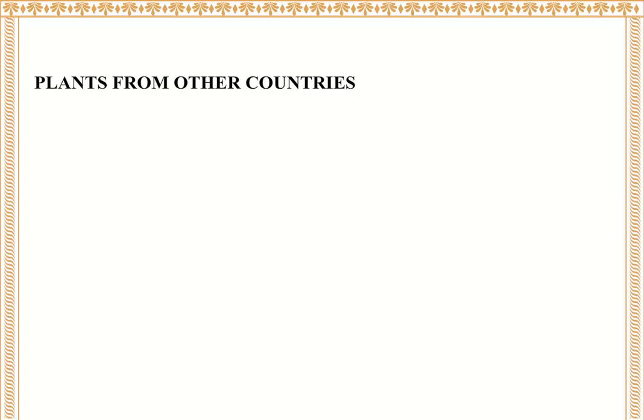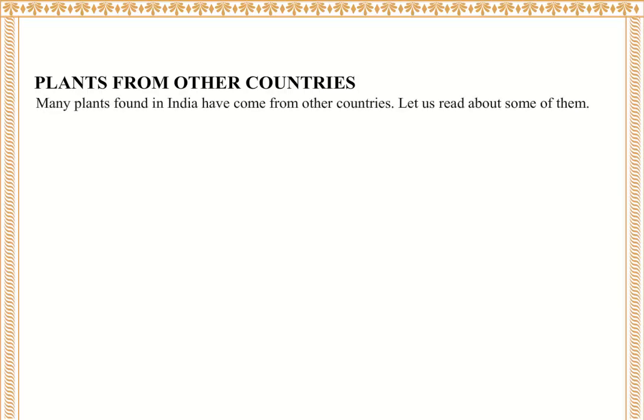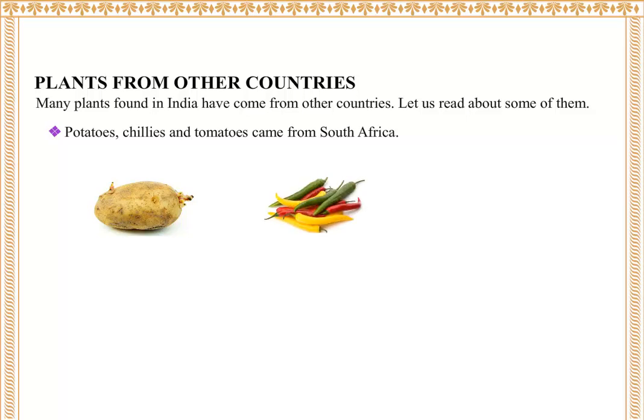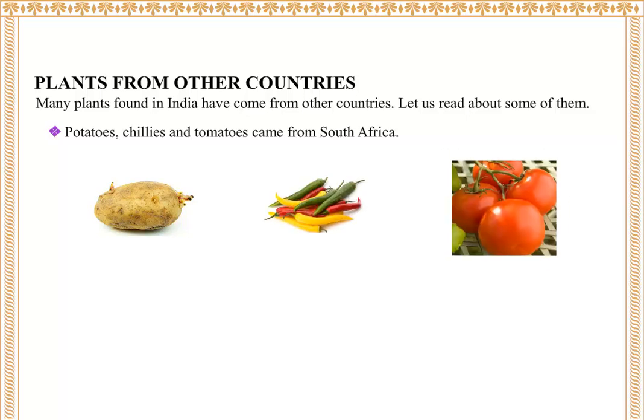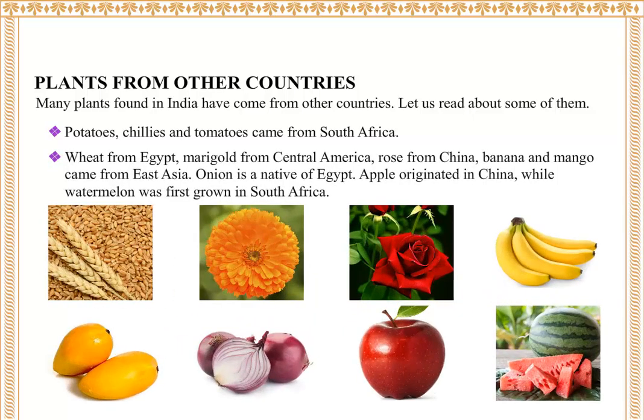Plants from other countries. Many plants found in India have come from other countries. Let us read about some of them. Potatoes, chilies, and tomatoes came from South Africa. Wheat from Egypt, marigold from Central America, rose from China, banana and mango from East Asia. Onion is a native of Egypt. Apple originated in China, while watermelon was first grown in South Africa.